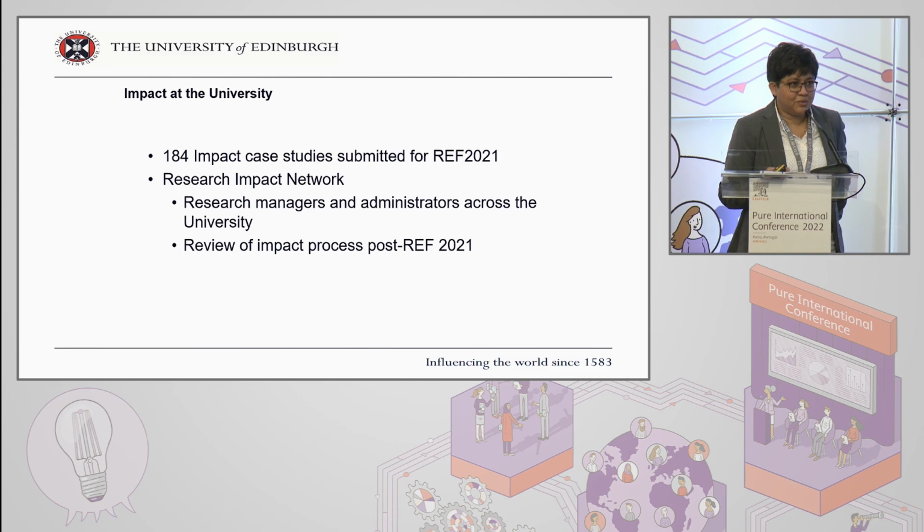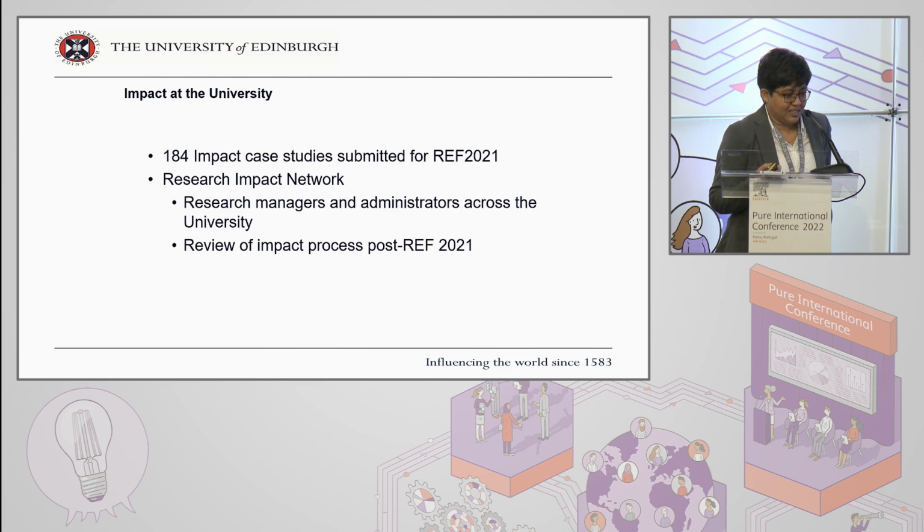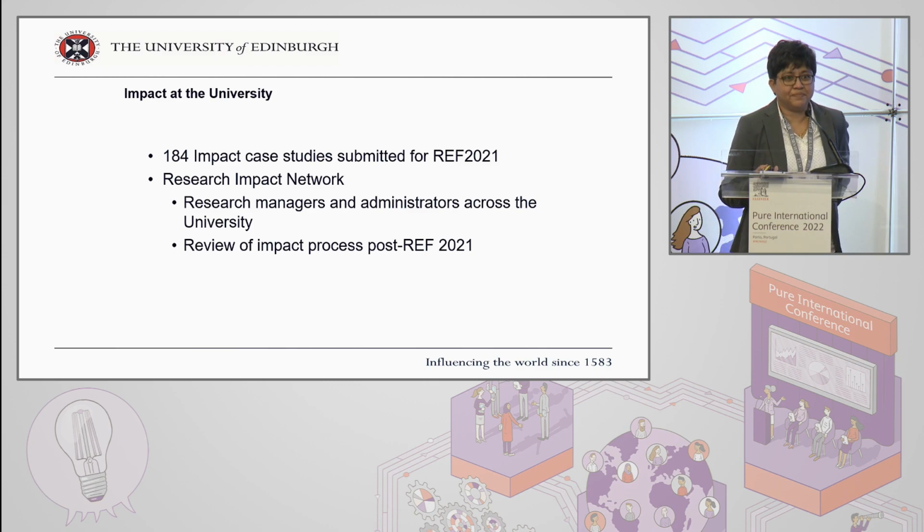So, impact at the university. We submitted, you've heard of REF 2021 throughout the day, so you'll hopefully know what that is. It's an assessment exercise. We submitted 184 impact case studies for REF 2021 across the 28 units of assessment, and there was a lot of work involved in that. We had 2 units of assessment with 100% 4-star for their impact submission, and a number of units of assessment who had over 80% 4-star for their submission. So a lot of work, because this was 184, the ones that were selected, but there were obviously others that had been worked on and were deselected.